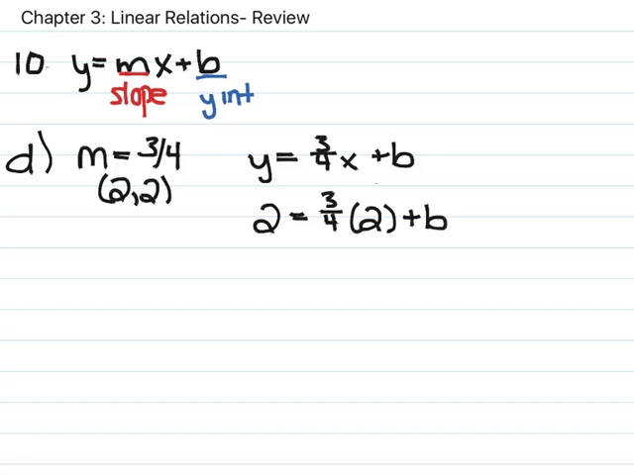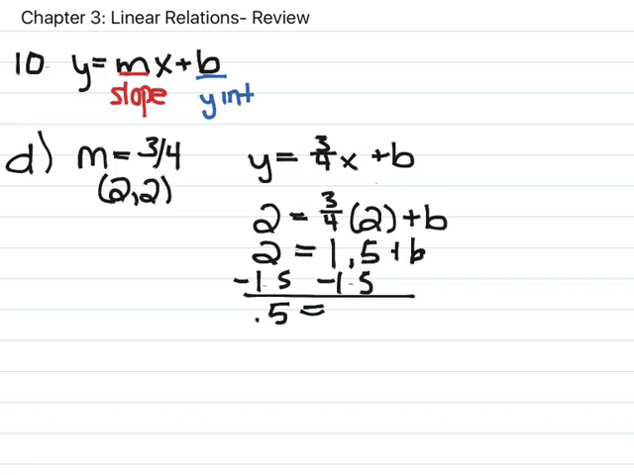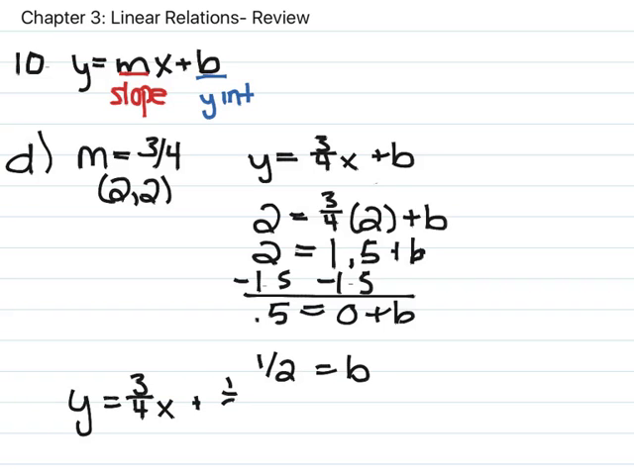So you end up with 2 is equal to 1.5 plus b. So we have to subtract 1.5 from both sides, leaving a half is equal to 0 plus b, so the half is b. And then you put it into your equation. y is equal to 3/4 x plus a half.